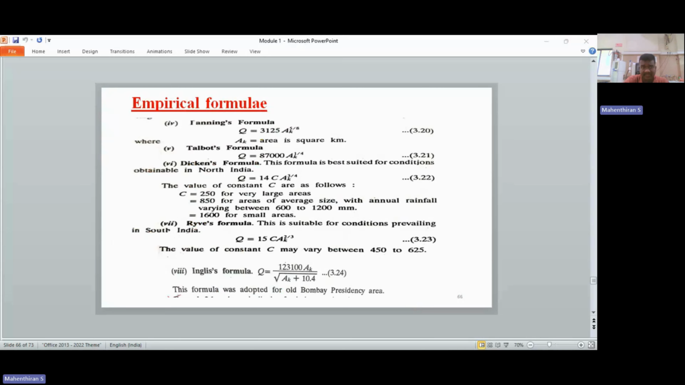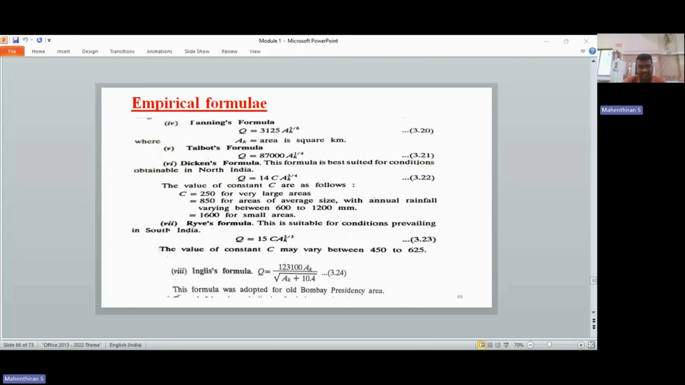large river basins. The next equation is Q equal to 87,000 AK to the power 1 by 4, which is referred to as Talbot's formula. This uses a fourth root, the same exponent used in the Berkeley-Ziegler formula. Talbot's formula gives higher runoff values compared to Fanning's for the same area. Both of these are generally empirical formulas, but now let us move to the formulas that are more relevant for the Indian conditions here.